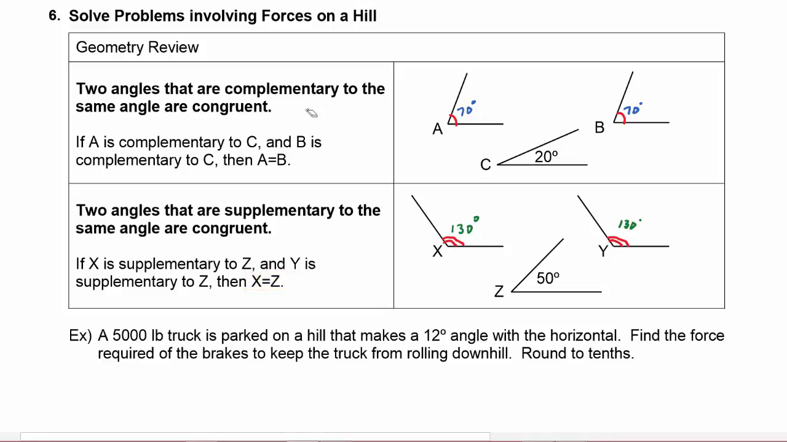To summarize here, if we know two angles are complementary to the same angle, then we know those two angles will be congruent. Or, if we know two angles are supplementary to the same angle, then we know those two angles will be congruent.